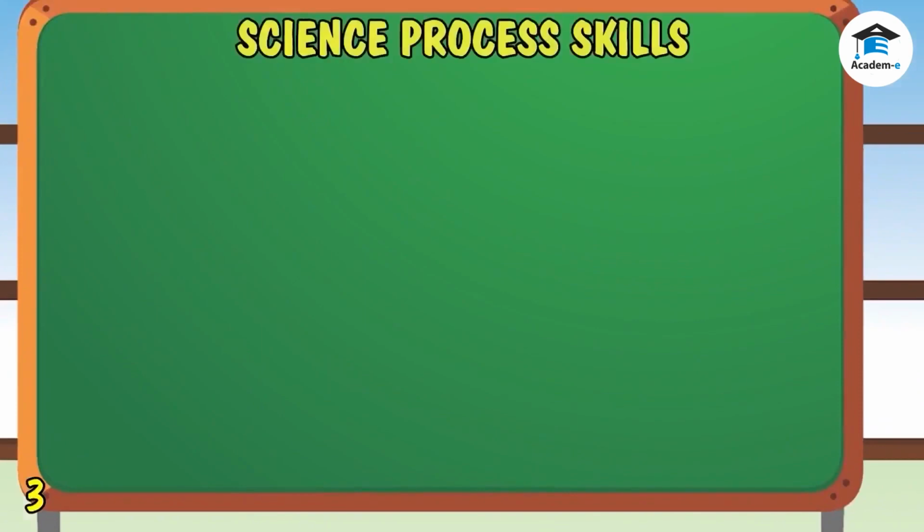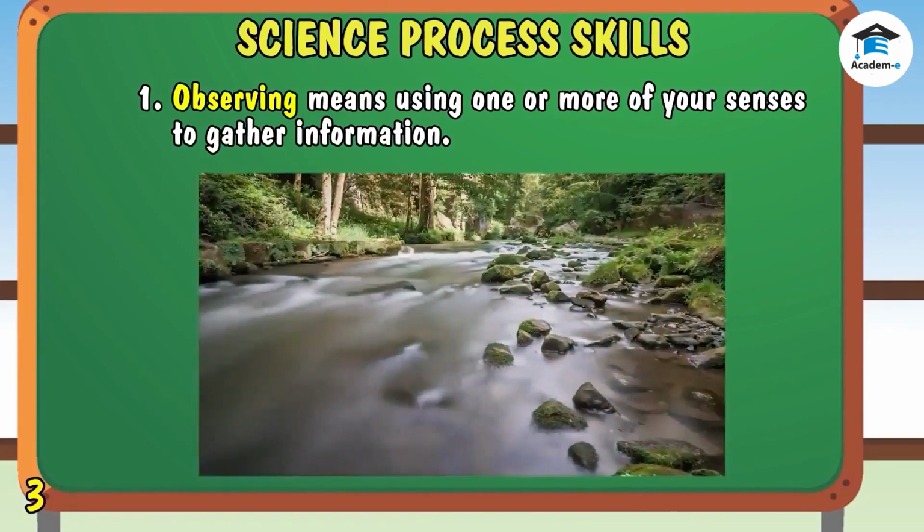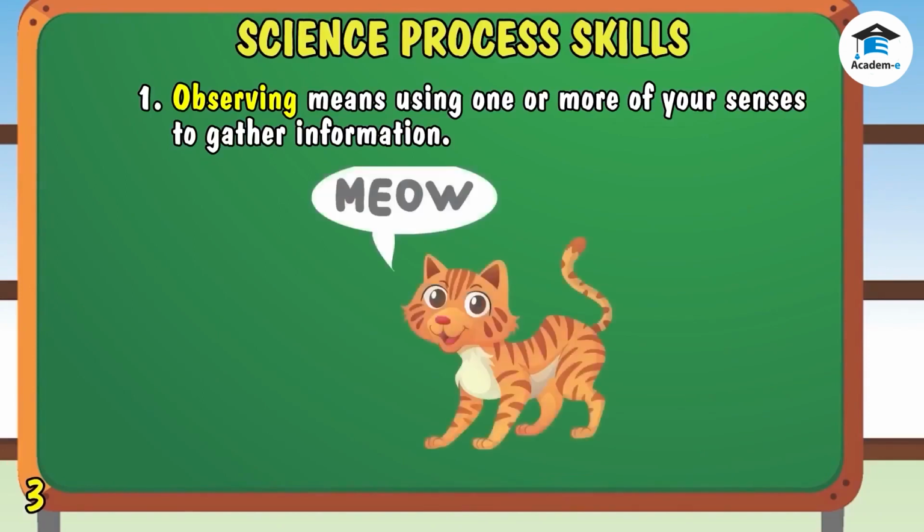Here are the science process skills. 1. Observing means using one or more of your senses to gather information. For example, when you are reading and listening to a lecture, you are using many senses at once. Try this. Listen and describe the different sounds of objects. That's correct, it is water flowing in the river. You got it. It is a sound coming from a cat.